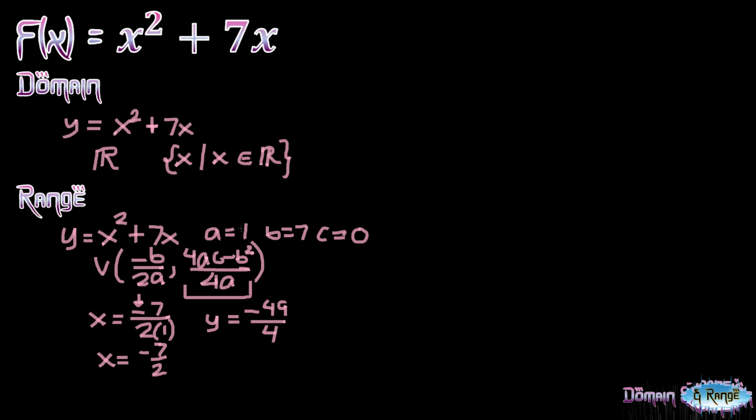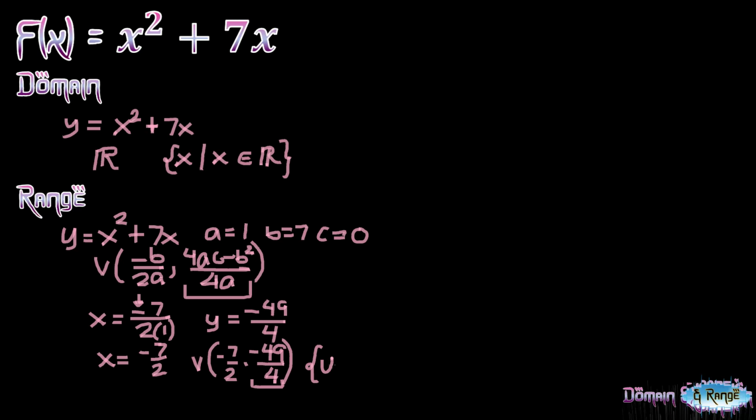Of course, you could always check it like this: 4 times 1, that's your a, times 0, so this is 0, right? 7 squared is 49, so you have negative 49, over 4 times 1, which is 4, so negative 49 over 4. Again, you can always use this, but I'm also solving for x because we're going to illustrate it later on a graph to check whether our analysis is correct. In short, our vertex is at negative 7 halves, negative 49 fourths.